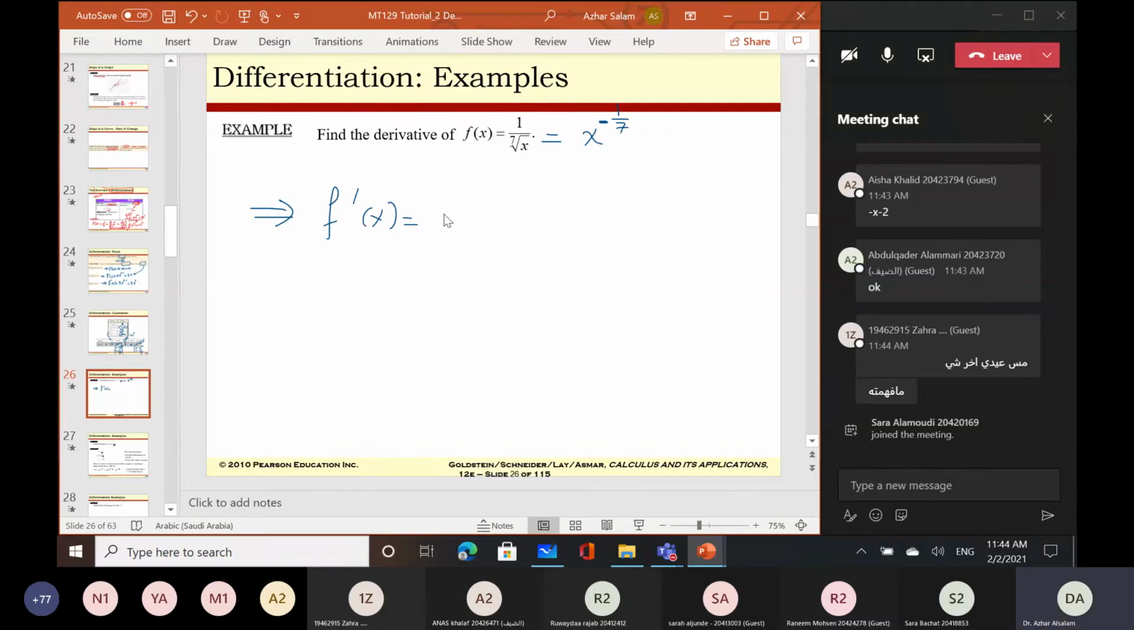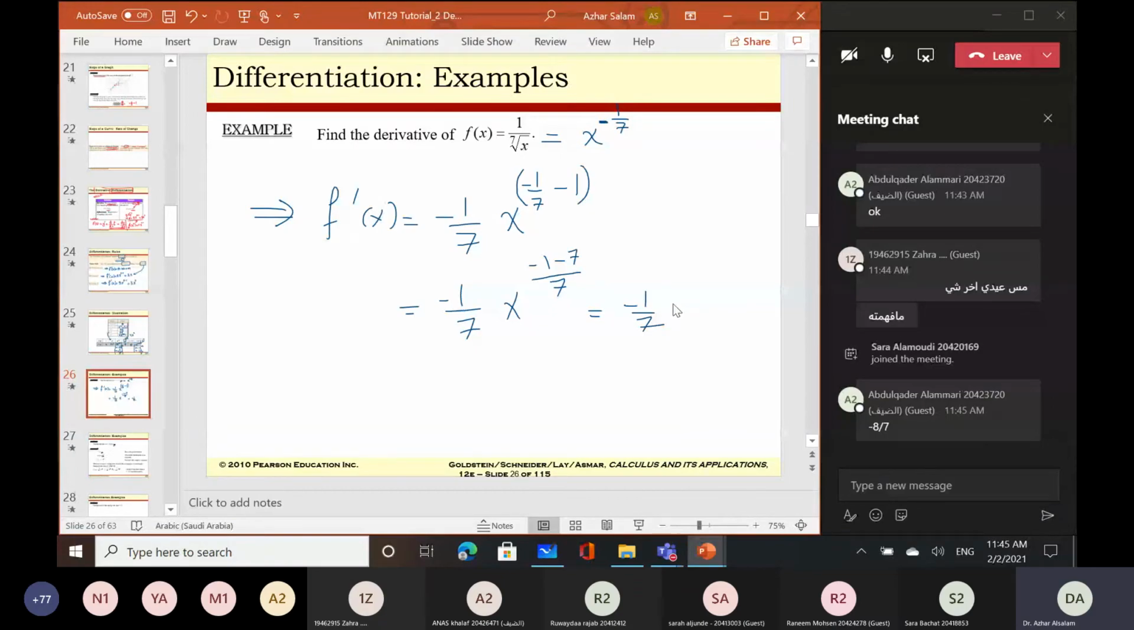Okay, so I multiply by the power 1 minus 1/7 multiplied by x to the power minus 1/7 minus 1. I have to find this value, which equals minus 1/7 x to the power. Okay, I find the common factor here is 7, minus 1 minus 7. لما أوحد المقامات هنا المقام المشترك 7، ضربت المقام في 7 أضرب البسط في 7. Which is minus 1/7 x to the power minus 8/7. I can leave it like that. It's the correct answer, but I can make more simplification.